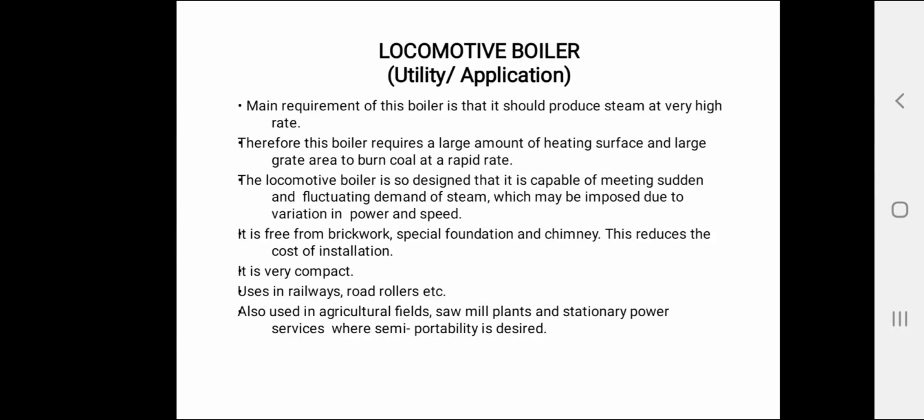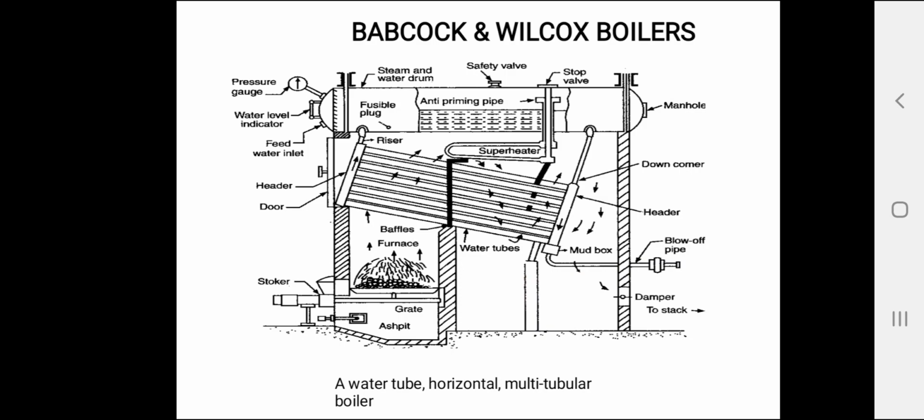Now we'll discuss water tube boilers. So what do water tube boilers mean? Water is flowing through tubes and heat is surrounding the tubes. There are different types of water tube boiler. The Babcock and Wilcox boiler is one of the water tube boilers.